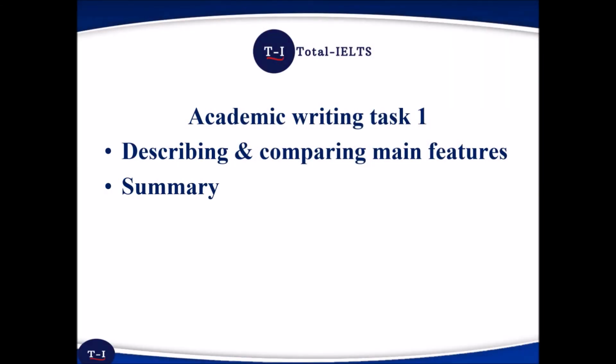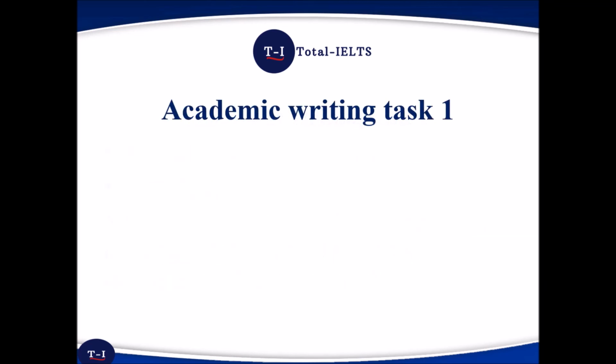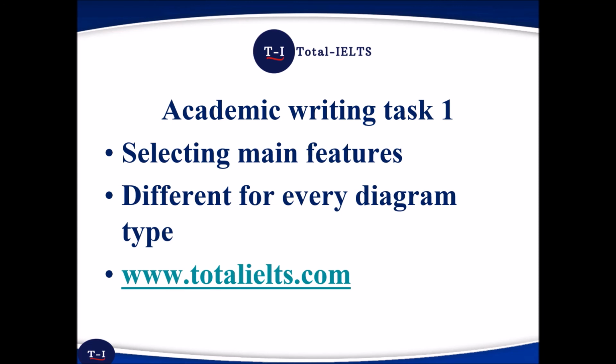And in summary, Academic Writing Task 1, describing and comparing the main features of a diagram. The instructions are always the same. You need to select, report the main features, and make comparisons where relevant. When it comes to selecting the main features, every diagram type is different. For a full list of all the diagram types, with examples of how to describe and compare the main features, go to the website.